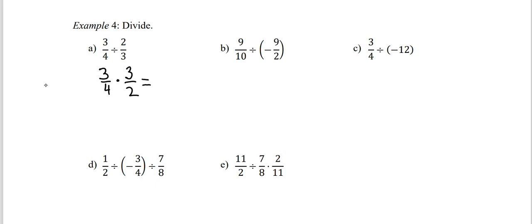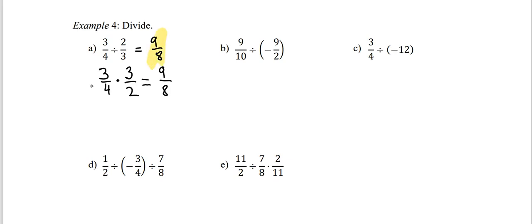Just double check that you do not have anything in common. 3 does not have any multiples of 3 on the bottom. Neither does anything else that could be reduced or canceled before we do multiplication. So we just multiply the numerators, 3 times 3, which will give you 9, and 4 times 2 is 8. So the final answer for this problem is 9 over 8. Moving on to the second problem.